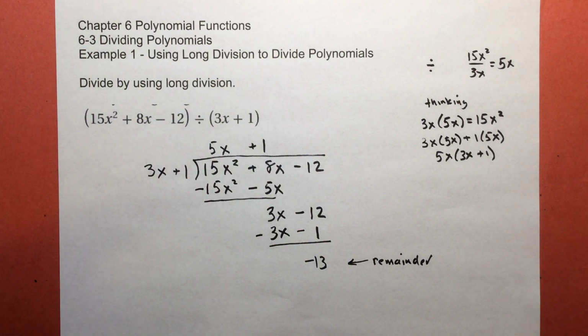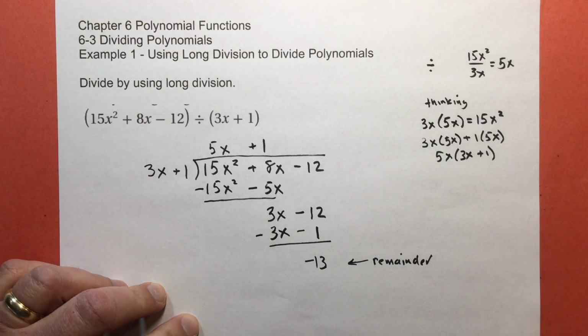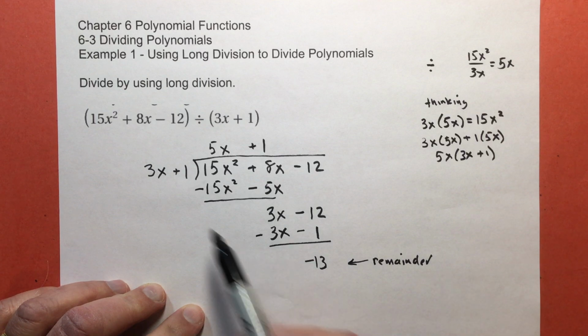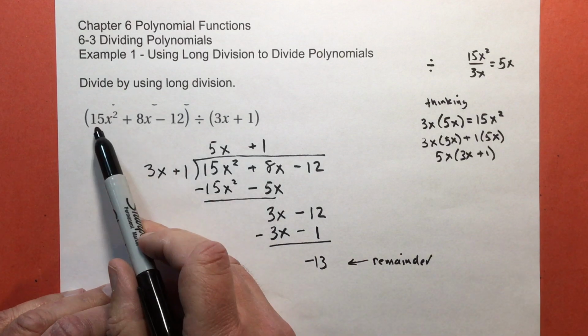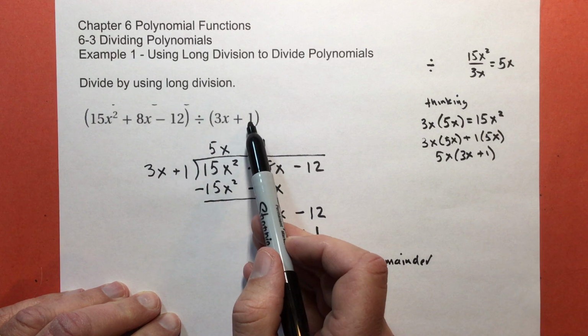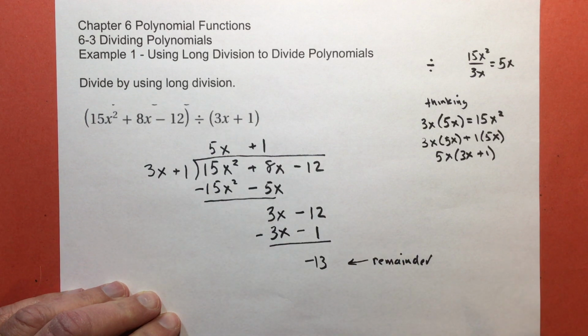Well, since I'm using a polynomial, I don't have that option. So here's how I do it. Remember, I'm going to be dividing everything. I'm going to take 15x squared plus 8x subtract 12, and I'm dividing by 3x plus 1. So what ended up happening was I got this little extra bit, this extra negative 13. So I'm going to divide this by 3x plus 1.